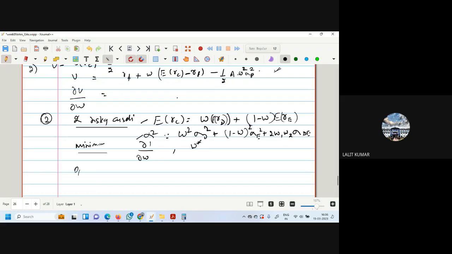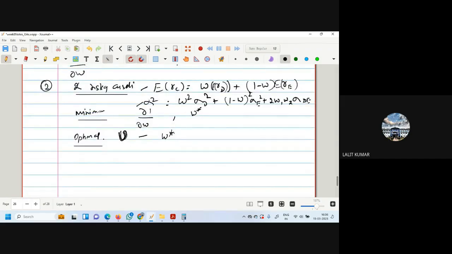Second question, they ask for optimal. So in the optimal, they will give you a utility function. So again, what you can do is put in the utility function and find the best W star. Okay. Third part is that you have one risk-free and two risky assets, and you have to find the weights.